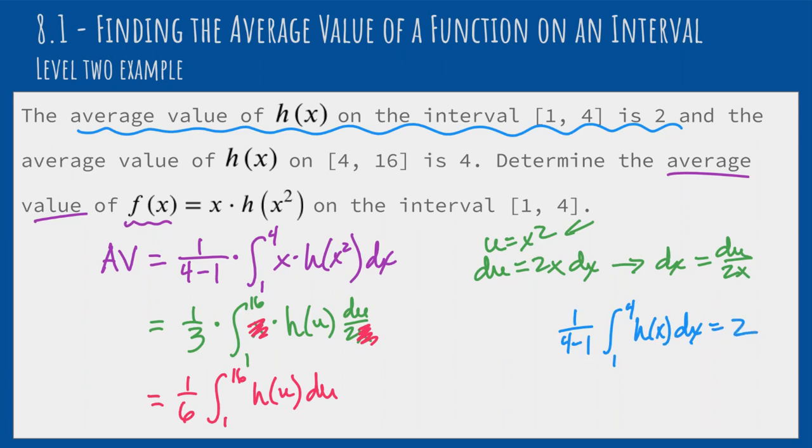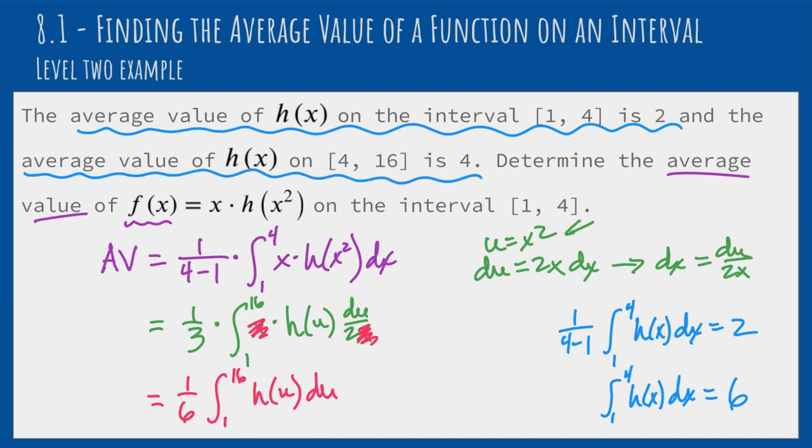So 4 minus 1 is 3. That means the integral from 1 to 4 of h of x dx is 6. Now, notice that we have x's here and we have u's here, but it's the same integral. The only problem is that this is not the integral that we're looking for. This is the integral from 1 to 4, and we need the integral from 1 to 16. So to get that, we're also going to need to use this part right here.